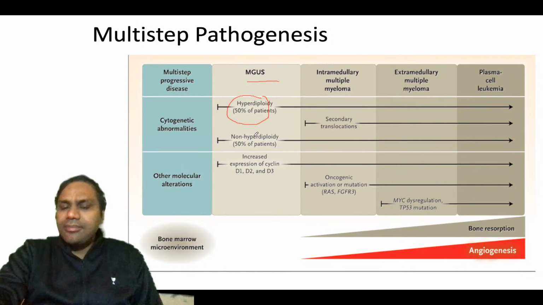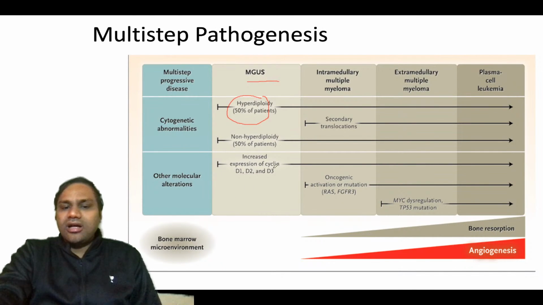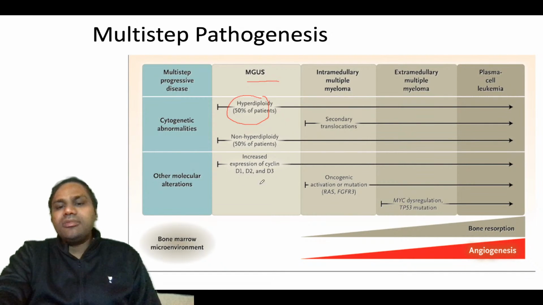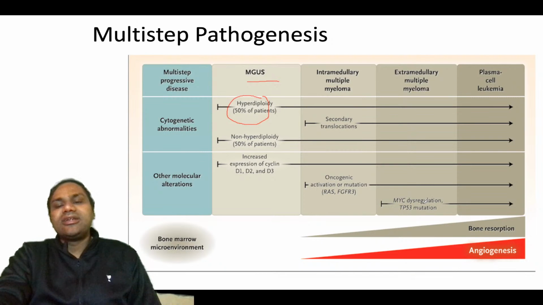These are all non-hyperdiploidy translocations which can be seen inside cytogenetic abnormalities. There are also abnormalities in cyclin D1, D2, D3, and obviously there can be abnormalities in different pathways, the RAS pathway, the FGFR3 pathway, the TP53 pathway and the MYC dysregulation pathway, which are more common in case of plasma cell leukemia.